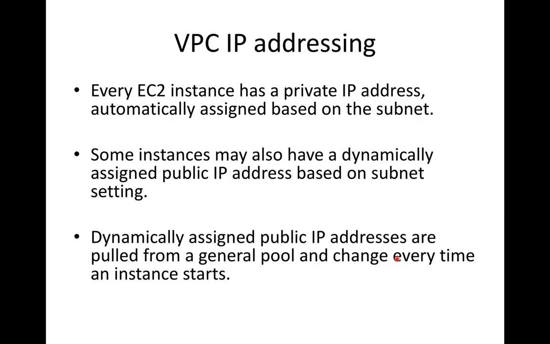Now, if an instance has a dynamically assigned public IP address, that public IP address is selected randomly from a general pool of available IP addresses. And each time the instance starts, the EC2 instance will receive a different public IP address. The instance's private IP address will remain the same, but if it has a public IP address, its public IP address will change every single time it's started.